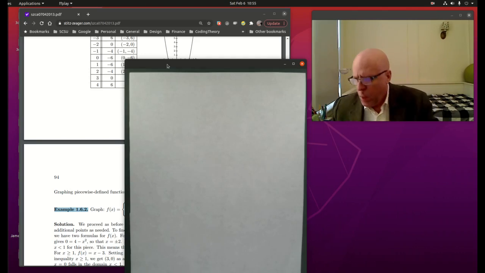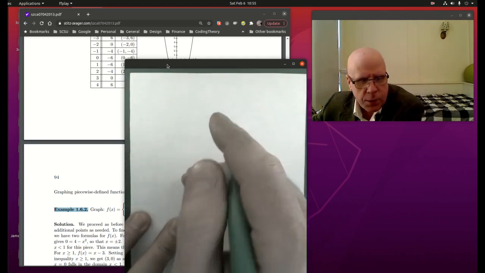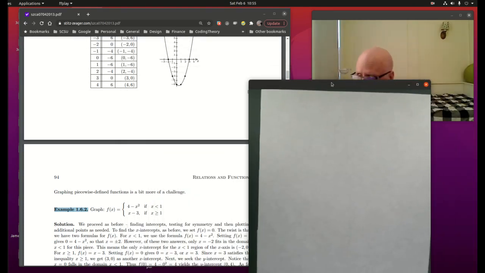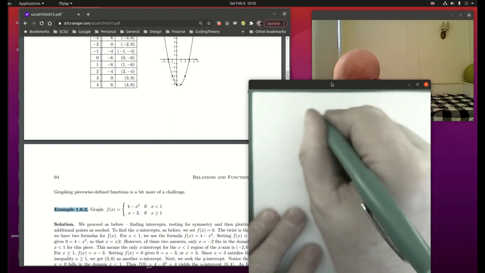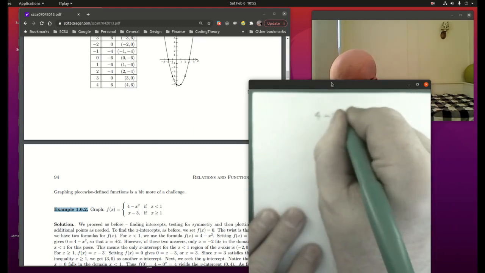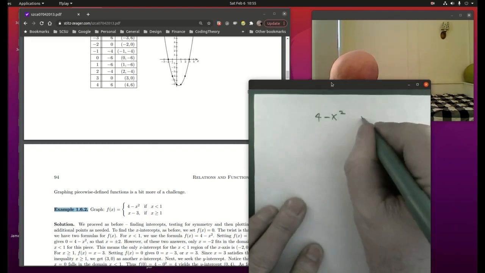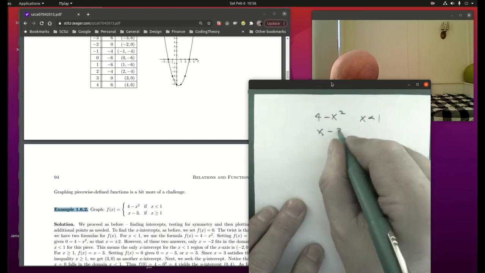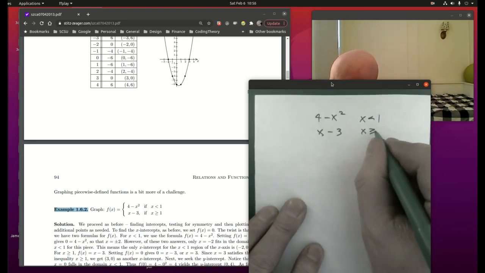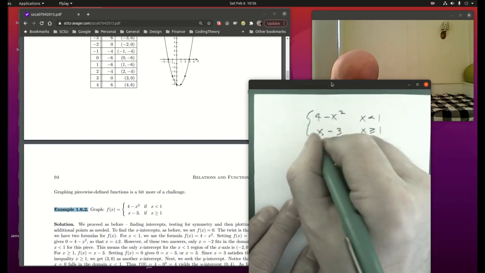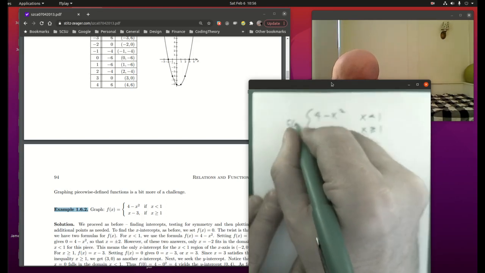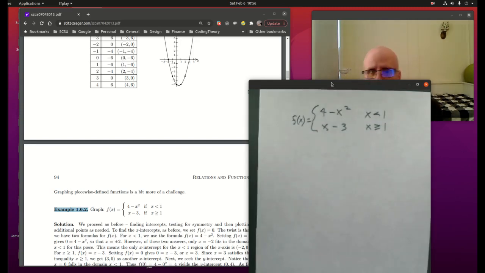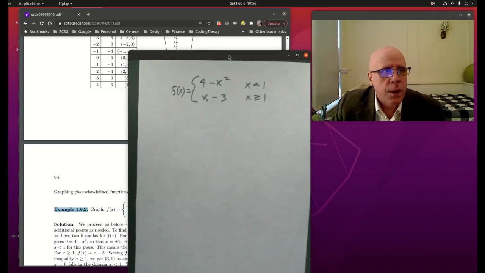So to do it by hand, maybe I should first copy what I need onto my page here. 4 minus x squared is what we need when x is less than 1, and x minus 3 if x is greater or equal to 1. Those two things together are the definition of f of x.